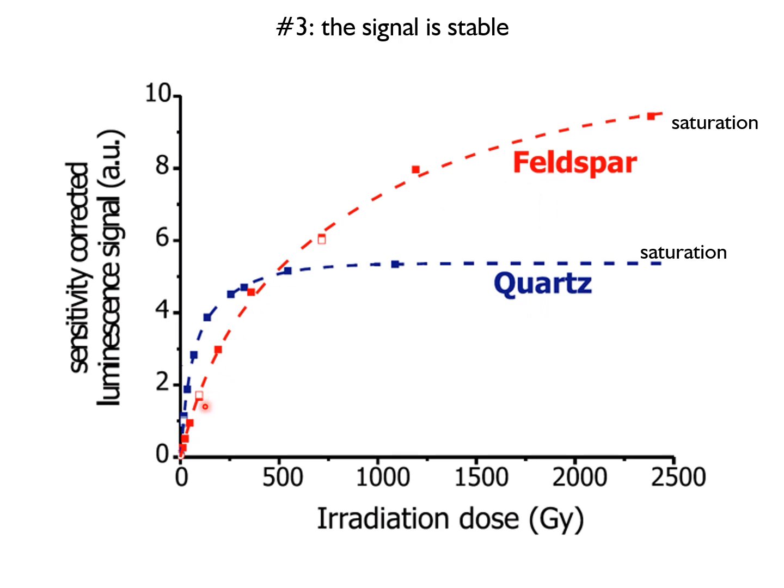With feldspar, I've shown briefly that it can absorb a much greater amount of dose before reaching a saturation level compared to quartz, which will saturate much earlier, at younger, smaller radiation doses. So there is a potential with feldspar to measure greater ages. But the question that I want to ask here is: is the signal stable?